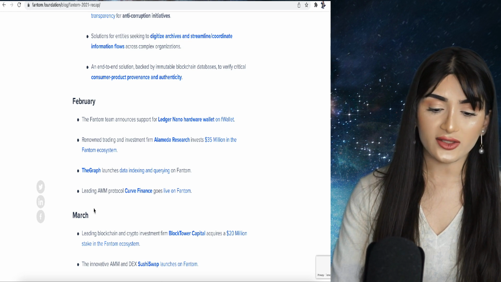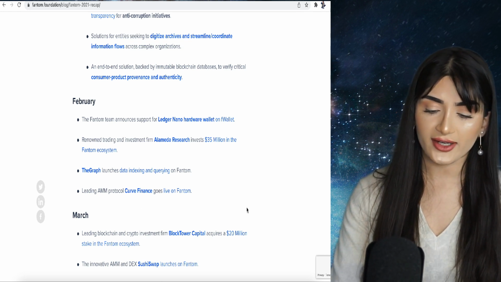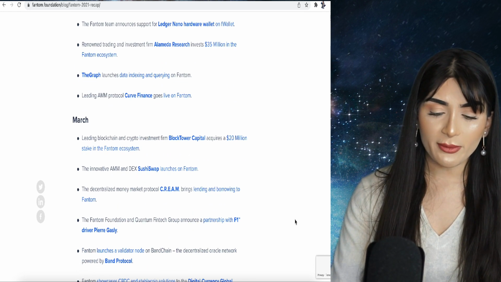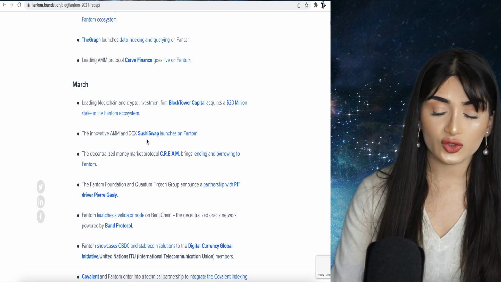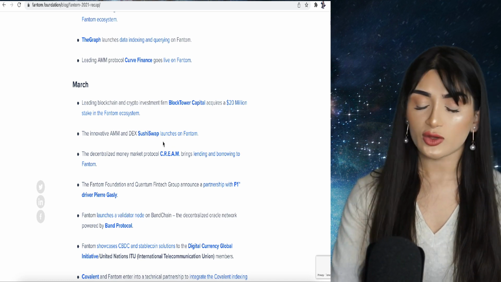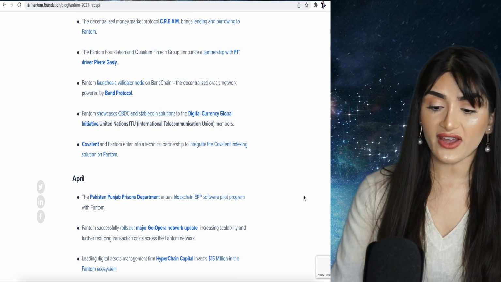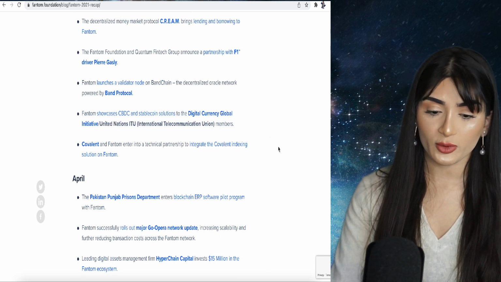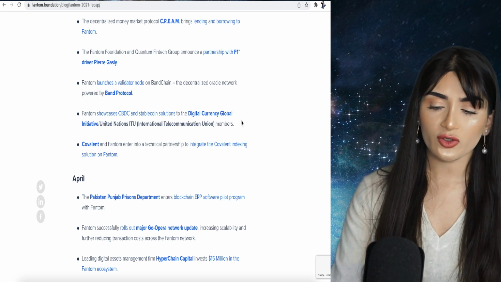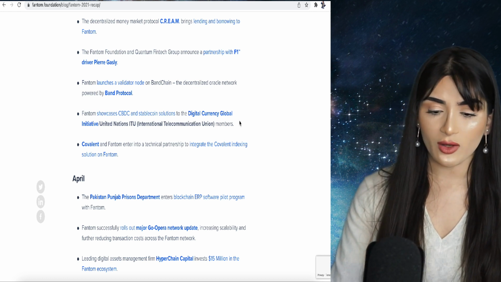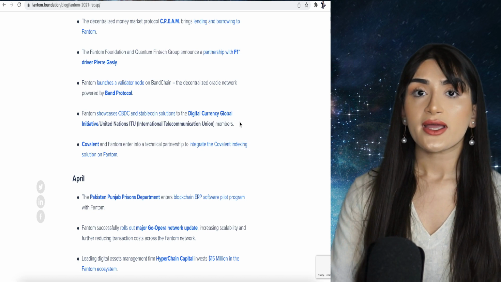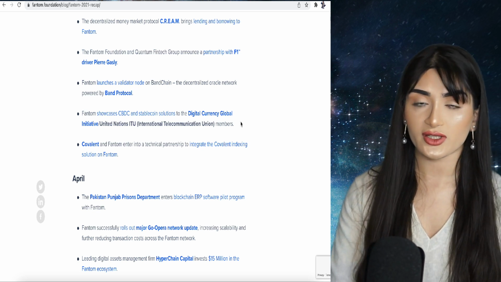Then they also had the leading AMM protocol Curve Finance going live in March. Some of the main ones were that we had the DEX SushiSwap launch on Fantom. A lot of people use SushiSwap. We also had Fantom taking part in huge events such as the Digital Currency Global Initiative. This is really important for credibility. It gets the Fantom name out there, that they are a viable cryptocurrency blockchain solution in the world we are in today.